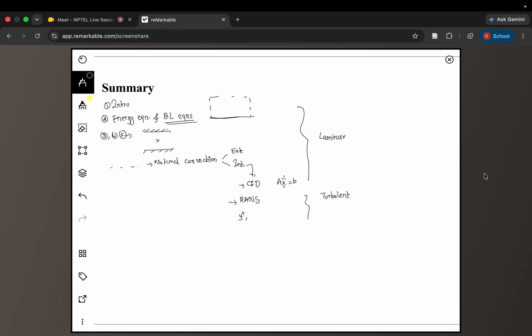Once we are done with turbulence, the last week of this course will be on phase change, which is boiling, evaporation, and condensation. We'll discuss that, and with that we will end this particular course.